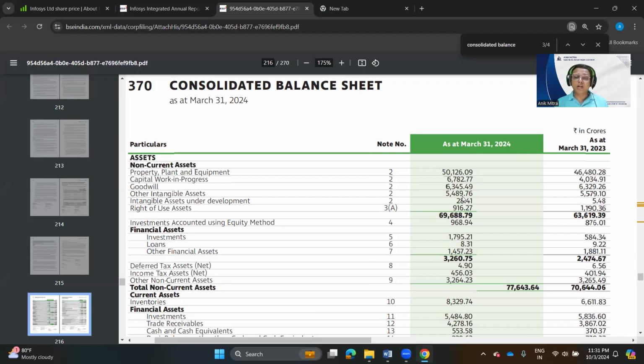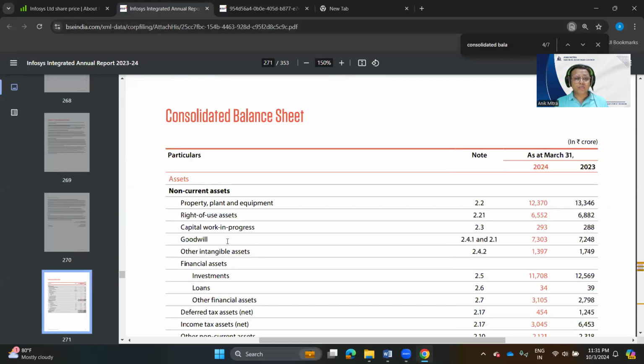So the other intangible asset I was referring to was for cement companies. Now let me show you for Infy. You will find, yes, goodwill. Goodwill is there, 7,300 crore. And for Infy, acquisition is also a big part of the IT companies as well. Now you have a look at it. Other intangible asset is 1,397 crore.